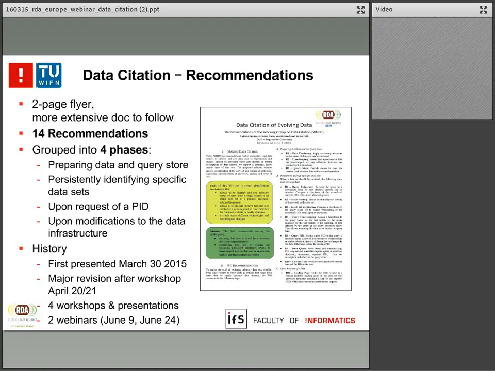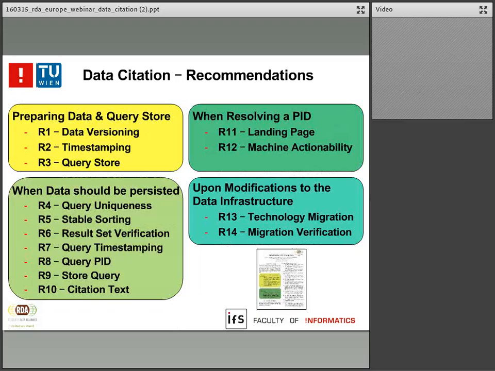Now, as I said, we summarized those recommendations in 14 rather detailed technical recommendations grouped into four phases: preparing the data and the query store, actions that you should take when you want to identify a specific subset of data, actions needed to resolve a persistent identifier, and what happens if we modify the infrastructure. We had a first detailed discussion of the recommendations at the end of March. We then ran a number of workshops and seminars, did a few pilots, and went through a few conceptual evaluations with different data centers before finalizing the recommendations and coming up with that two-page flyer that basically compresses them.